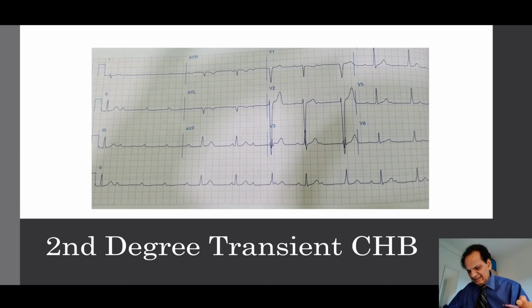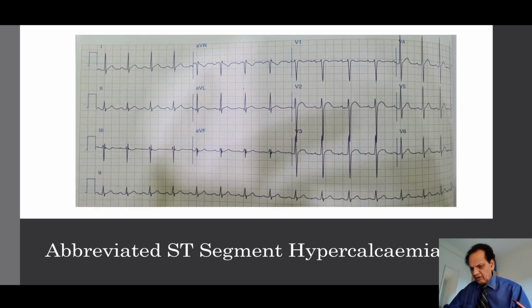Second degree with a transient complete heart block. You can see these tracings where no P wave was conducted to the ventricles. See this one, this area, first of all in the tracing, and it's a very good ECG that way. That was a transient complete heart block.